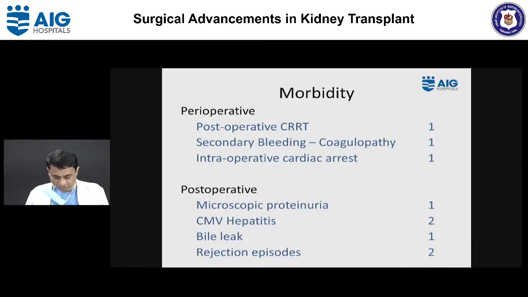Post-op, we lost 1 patient primarily to sepsis. Perioperatively, CRRT was required in 1 patient, and most of the other patients had more or less a very non-specific course.